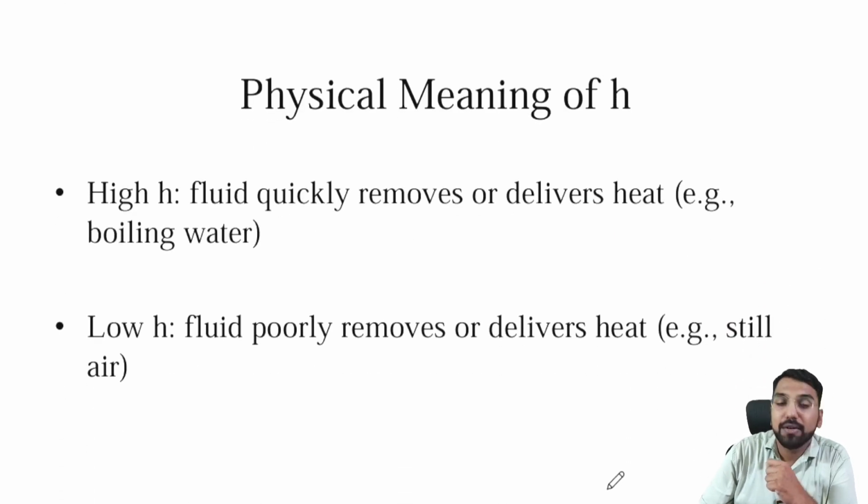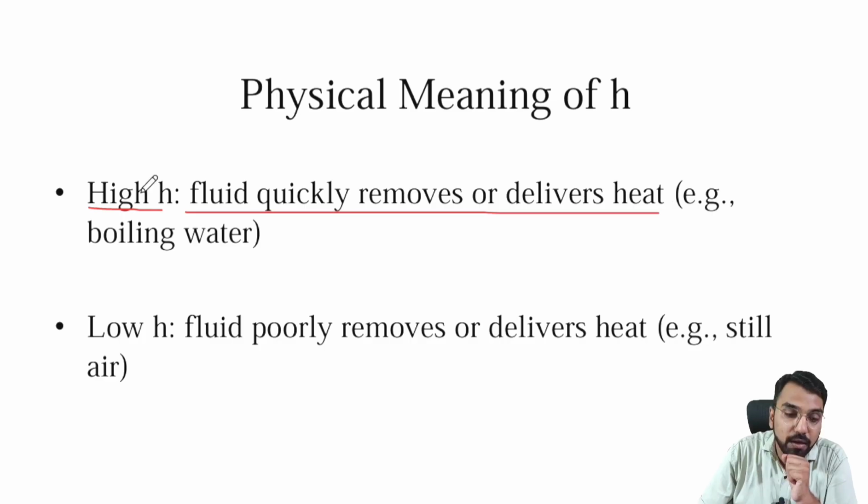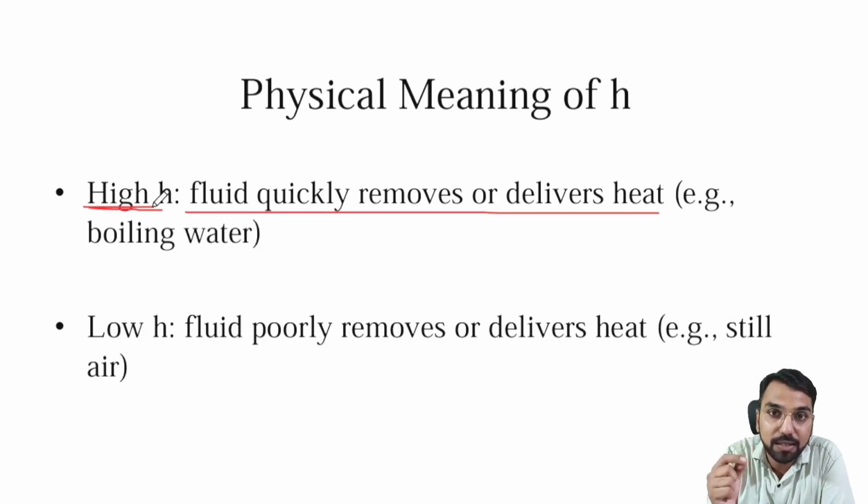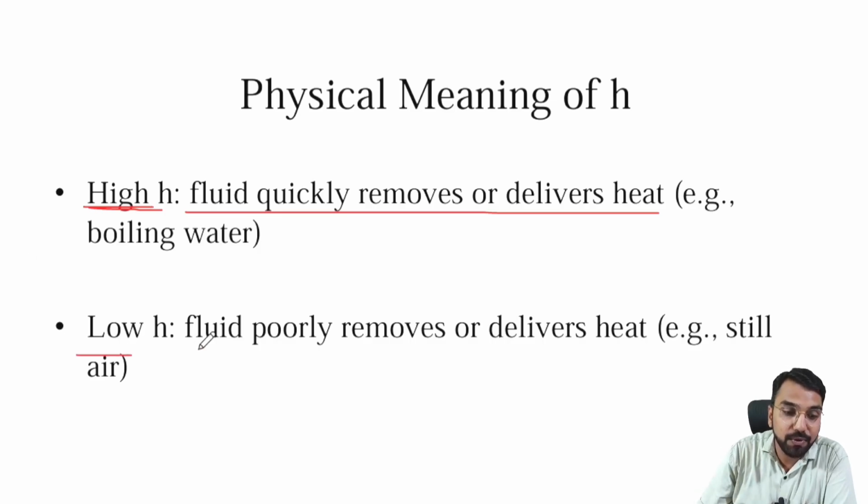So, the physical meaning of H. A high value of H means the fluid quickly removes or delivers heat. How quickly the heat is removed from the system depends on the value of H, the convective heat transfer coefficient. So if there is a fluid flow with a high convective coefficient, there will be chances to extract the heat more quickly. For a low value of H, the fluid poorly removes or delivers heat.